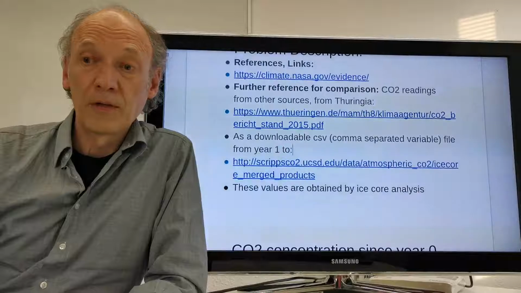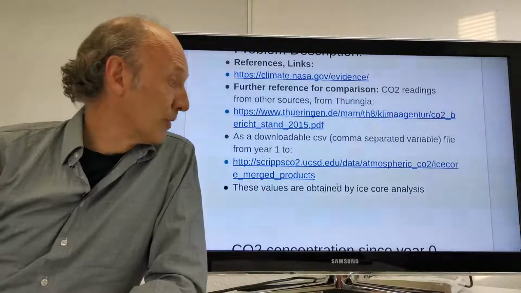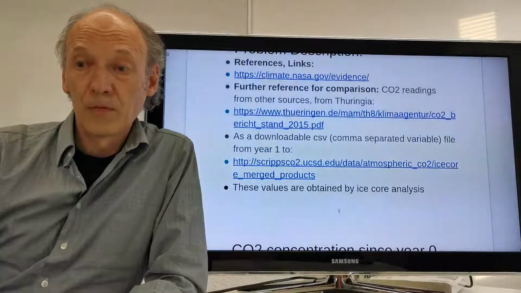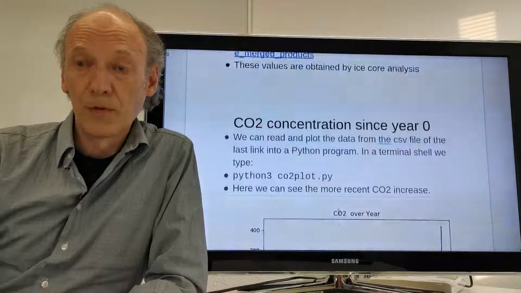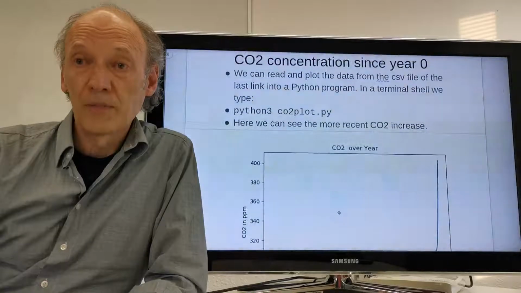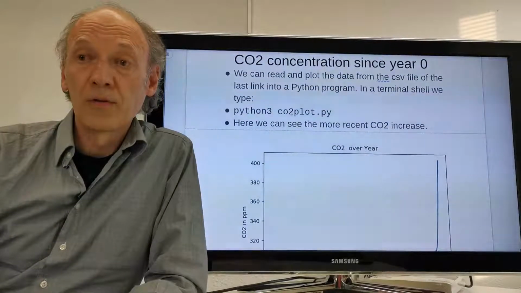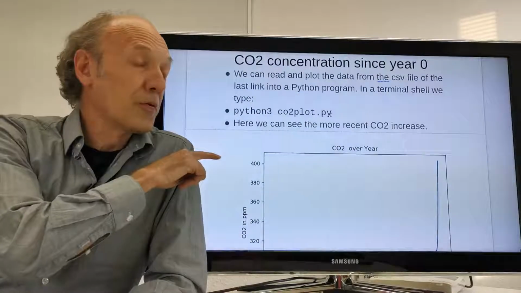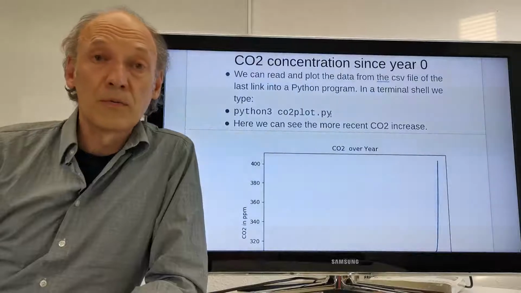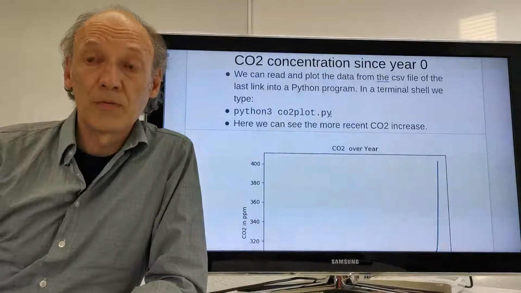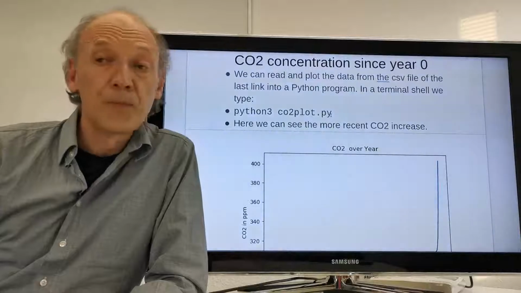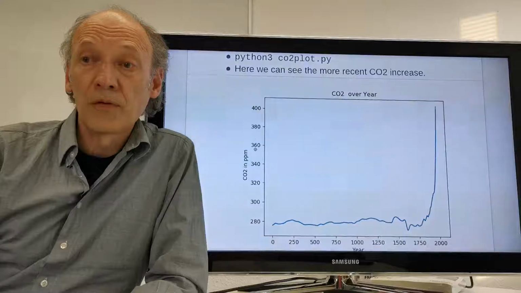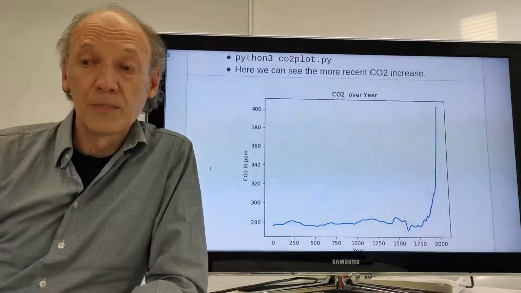So here this link actually allows us to download this data down to year 1, so 2000 years ago. So here's the result. I wrote this little Python script called co2plot.py, which is also in the link to this video, so that you can download it yourself together with this CSV file. And then I plot this data, and this gives us the more recent data.